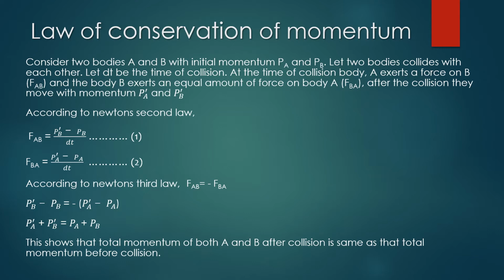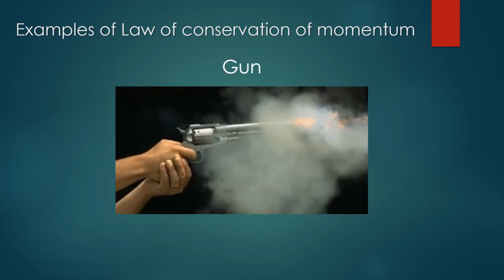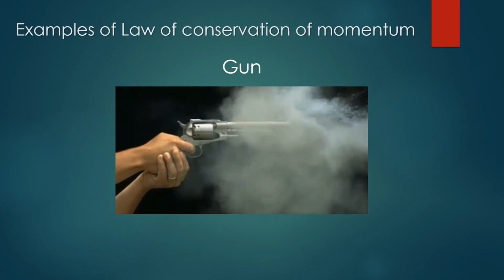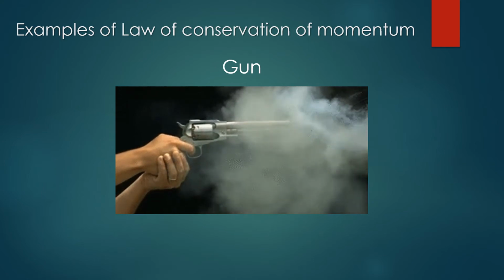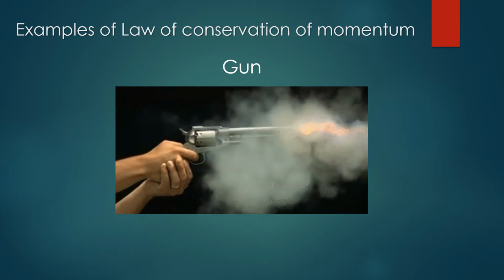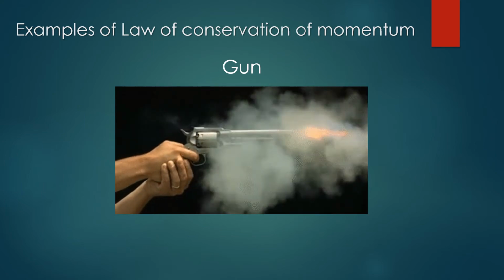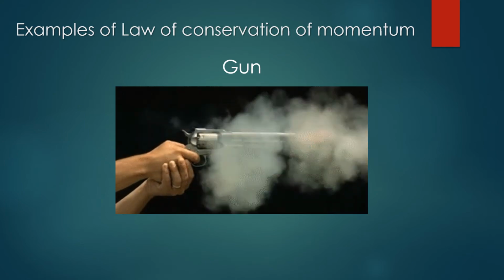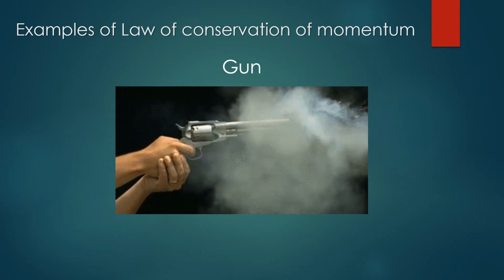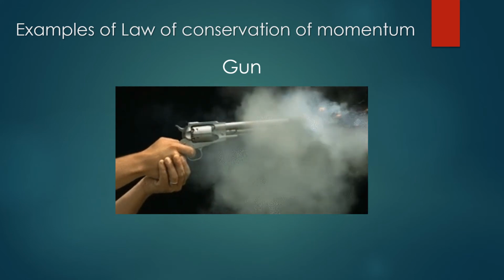Here we'll see an example for the law of conservation of momentum, that is, a gun. When a bullet is fired from a gun, the gun recoils or moves back because the total momentum of the gun and the bullet before firing is zero. After firing, the bullet moves forward. The gun moves in the backward direction to conserve the momentum. So this is an example of the law of conservation of momentum. I request you to list some more similar examples.